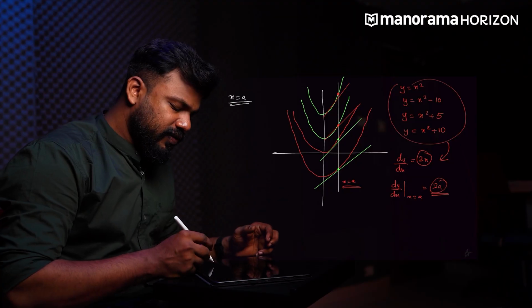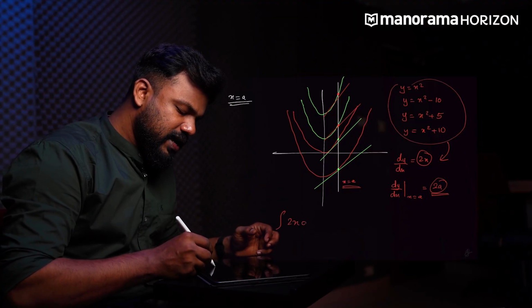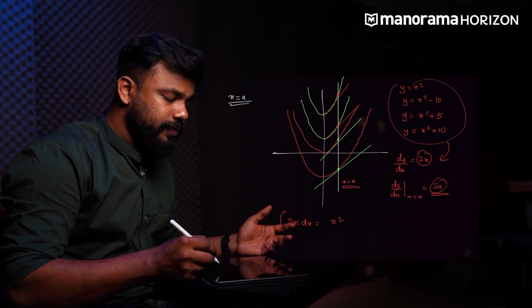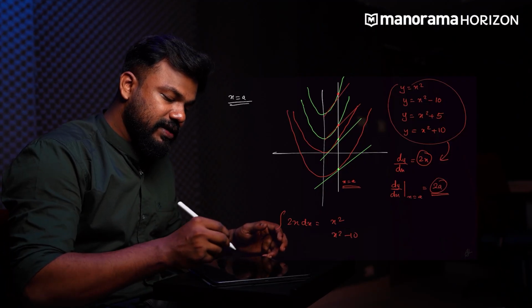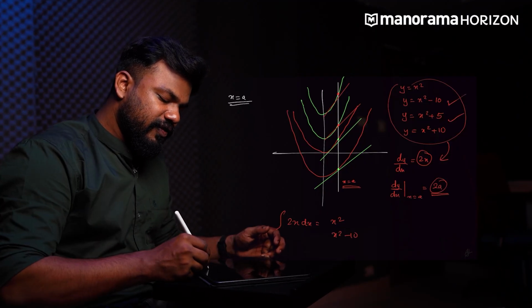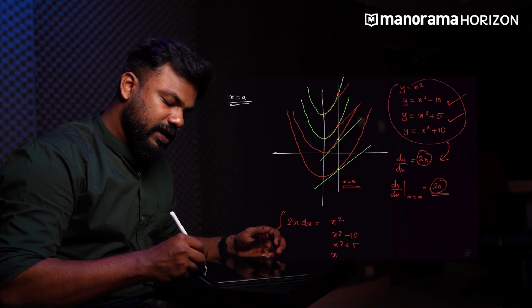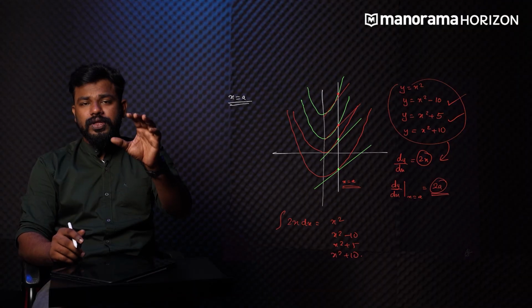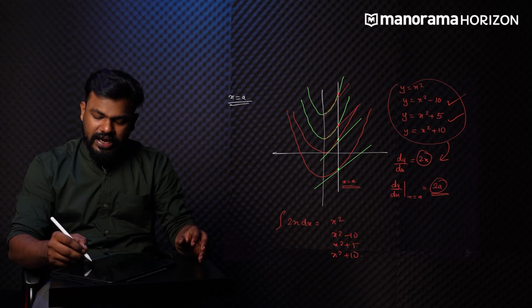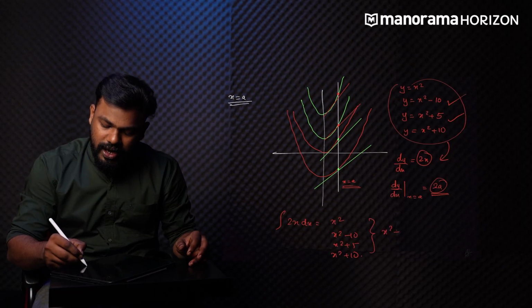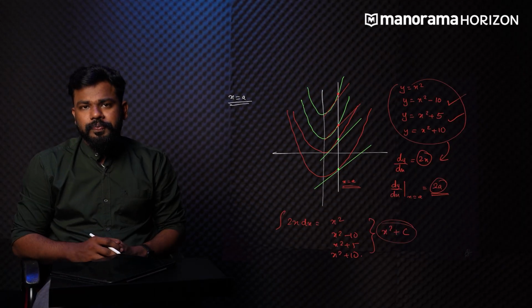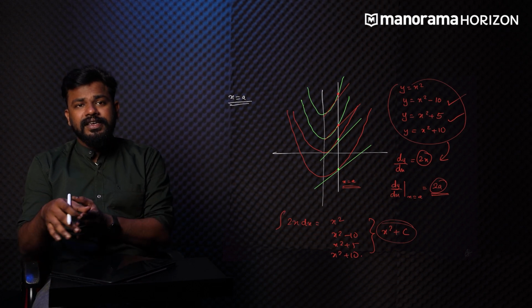No. What we can understand from here is that integral 2x dx can be x square, or it can be x square minus 10, or it can be the third graph x square plus 5, or it can be x square plus 10. So the integral can change. So in general, can I write it as x square plus c? Yes, we can. So this is the way that we write the integral.